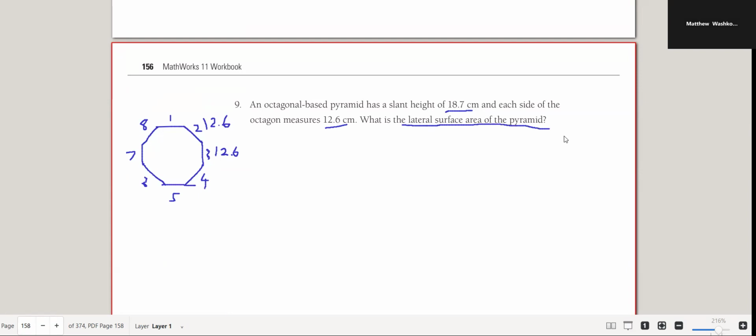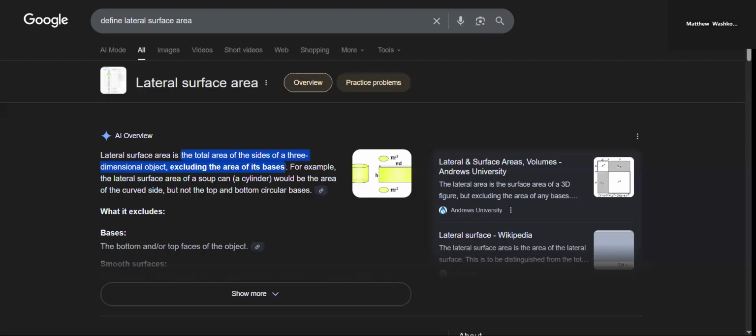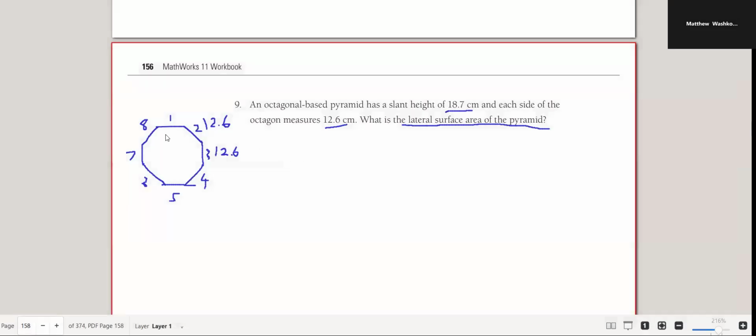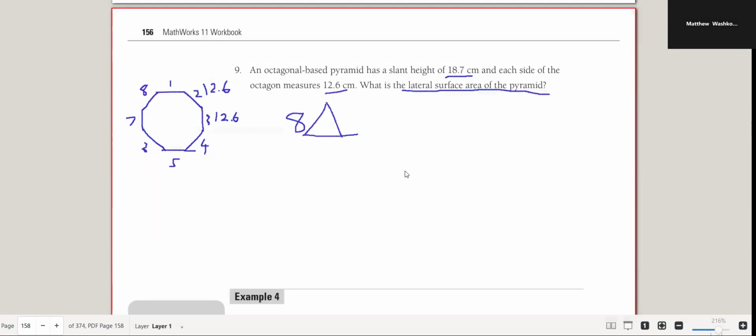Well, what the heck is lateral surface area? So this is where we sometimes need to pause for a second. I don't know what lateral surface area is. What can I do to solve that? Google it. Lateral surface area is the total area of the sides of a three-dimensional object, excluding the area of its base. We don't care about the area of the octagon. We just care about the area of 8 triangles. Just like before, you guys are capable of doing triangles.